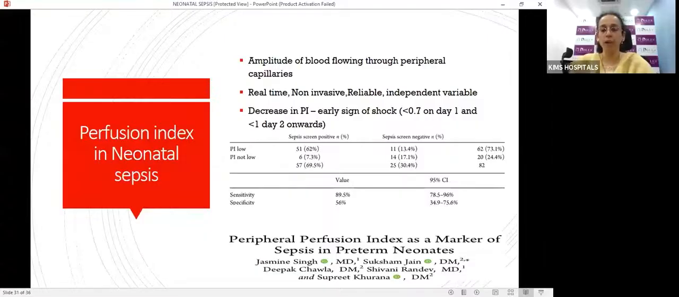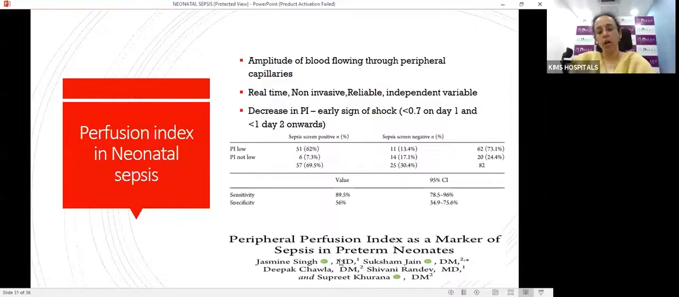This is a new parameter which we should all take into consideration whenever we are seeing the vitals of the baby and deciding about the treatment parameters of the baby. This perfusion index is a real-time index. It is non-invasive, and it is a reliable and independent variable. In a study which was performed in India by Dr. Deepak Chawla sir and others, they studied the peripheral perfusion index as a marker of sepsis in preterm units.